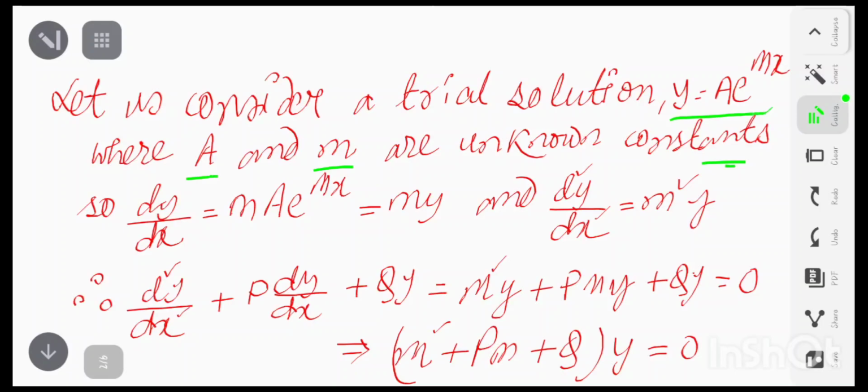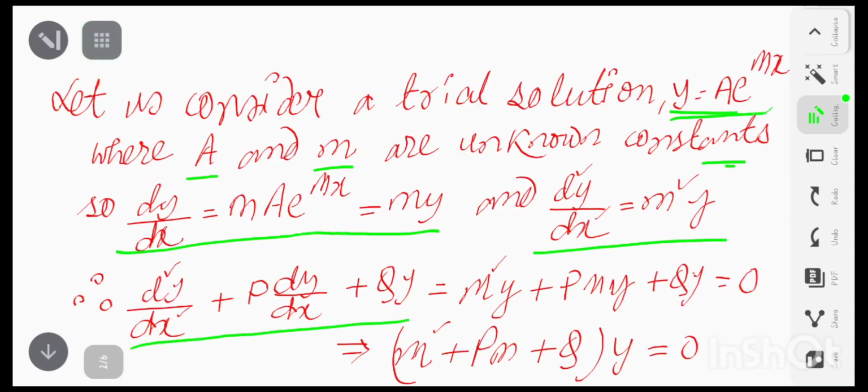Okay, so if you take the derivative of this trial solution, that is dy/dx, then you get dy/dx as my, and d2y/dx2, that is the further derivative of the trial solution, you will get d2y/dx2 as m square y. If you put all these values, then the second order homogeneous differential equation will look like this.